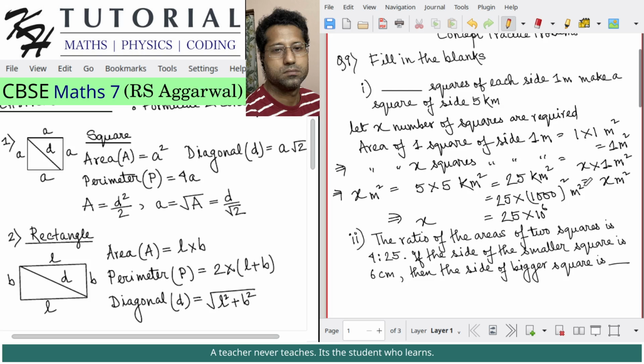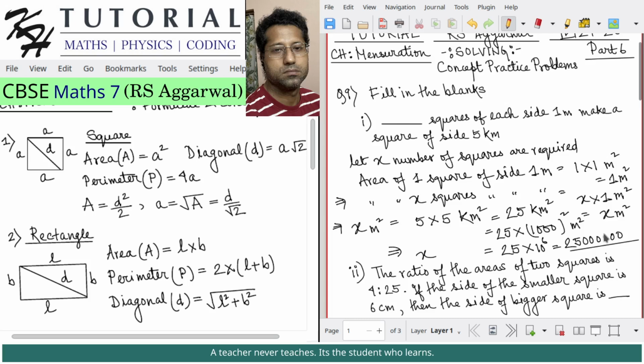Okay, answer 5. So how many? 1, 2, 3, 4, 5. Okay, so this is basically 2, 5 and 6 zeros. This is the answer: 2, 5, 6 zeros. So this is the number of squares of each side 1 meter that will make a square of side 5 kilometer. So the idea was that the area of all the squares of each side 1 meter will be equal to the area of the square of side 5 kilometer.